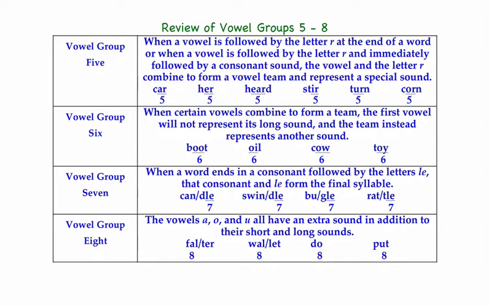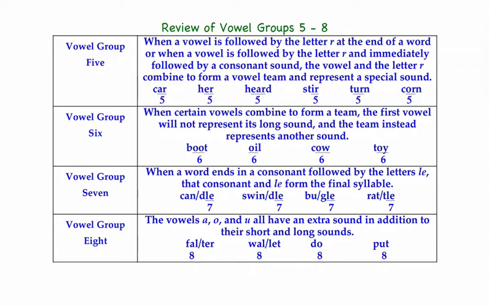Vowel group 7 is when a word ends in LE. The LE forms its own syllable at the end of the word, generally with the consonant that comes directly before it at the end of the word. Vowel group 8, the vowels A, O, and U all represent an extra sound. The extra sound for A is aw, as in call.